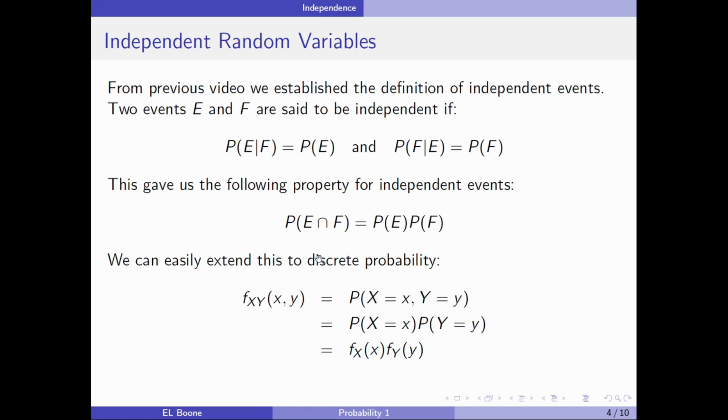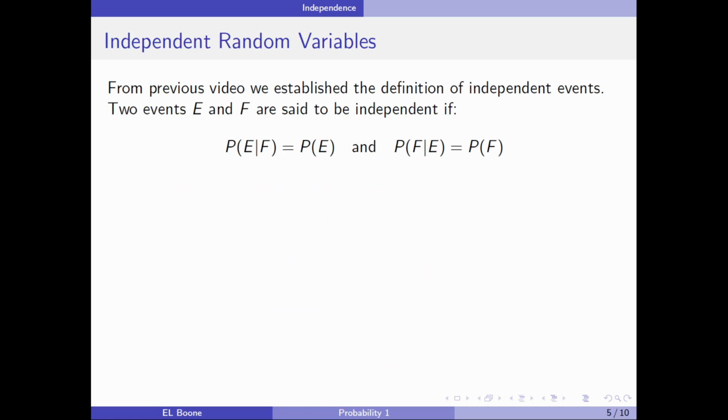Well, we can easily extend this to discrete probability. Let's think about a discrete joint probability distribution. This is equal to the probability that X is equal to little x and Y is equal to little y. If they're independent, these are two different events, so it's the probability that X equals little x times the probability that Y equals little y, which are just the marginal probabilities. This is the formula we're going to end up with, and actually we'll end up with one that's even easier than that.